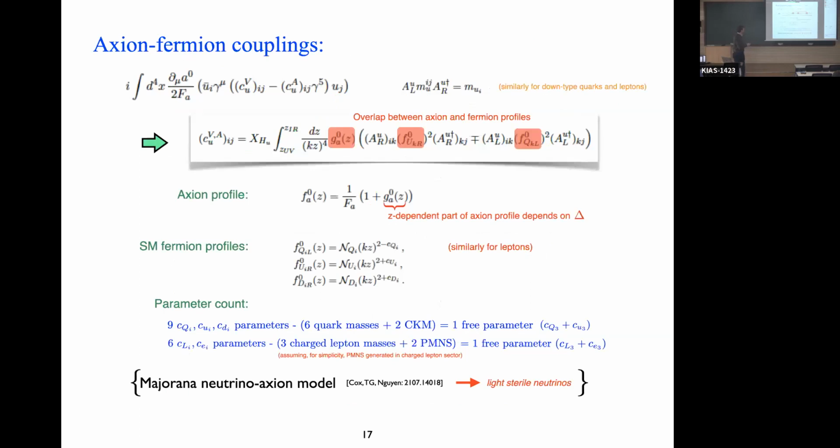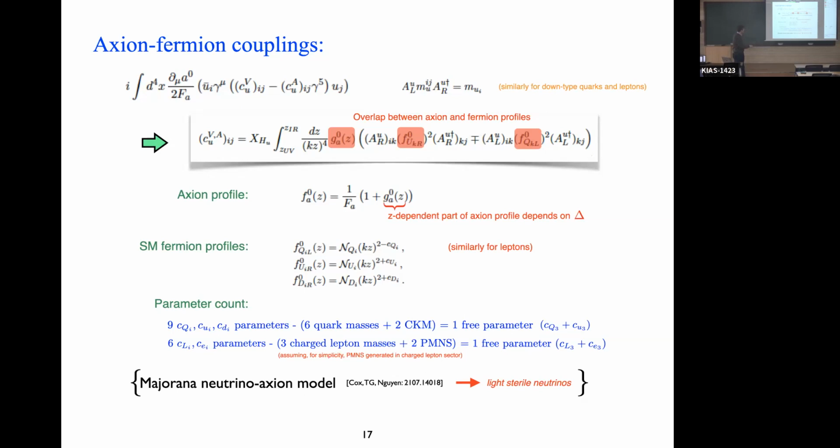And now, once you know that the C parameters are fixed, you then go and compute the axion-fermion couplings. The profiles are fixed. So you're doing an overlap integral between two fermions and the axion profile. So in this model, the axion profile is fixed to solve the quality problem. The fermion profiles are fixed to solve the fermion mass hierarchy problem. So then you'll get a prediction for the axion-fermion couplings. So that's what I'm saying here.